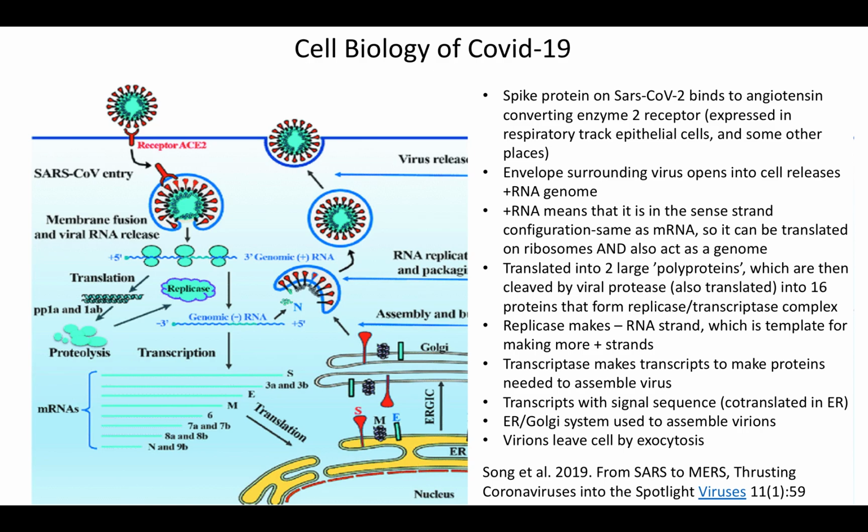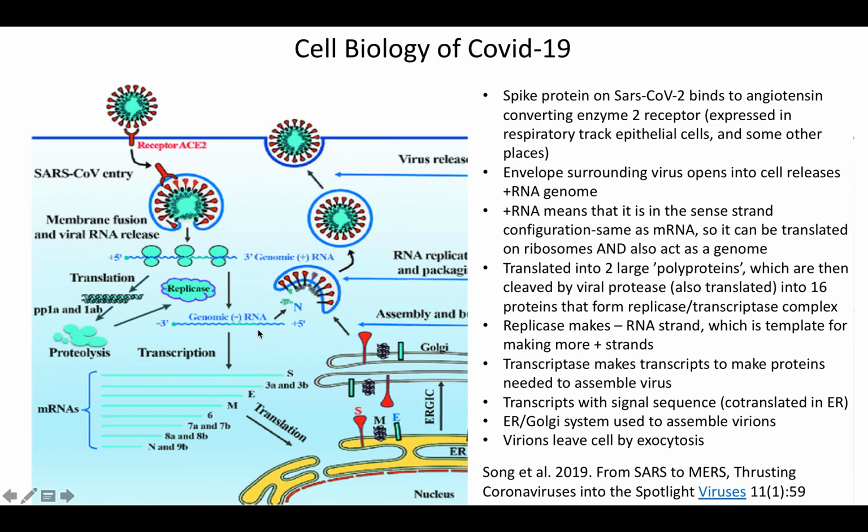So one long string of amino acids gets cut several times by an enzyme called a protease, and then they fold into separate proteins. That's what happens here. Okay. The protein that gets made includes a replicase, which makes a minus strand, and that minus strand of mRNA acts as a template to make plus strands, so more copies of the virus.